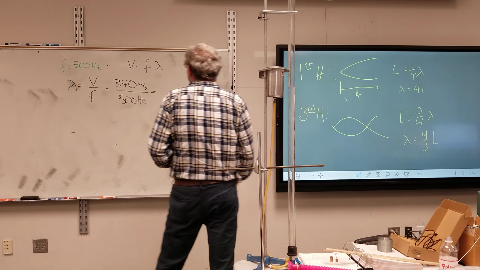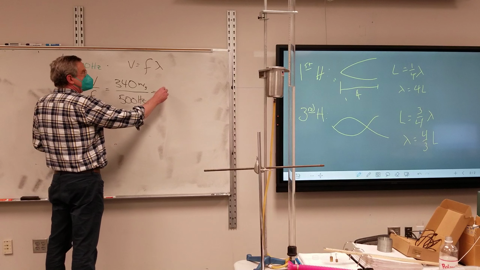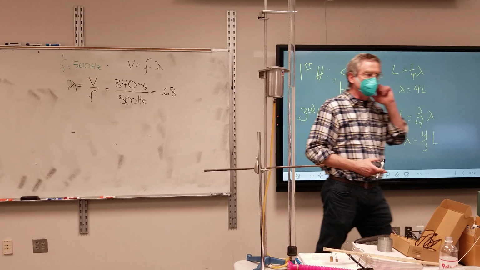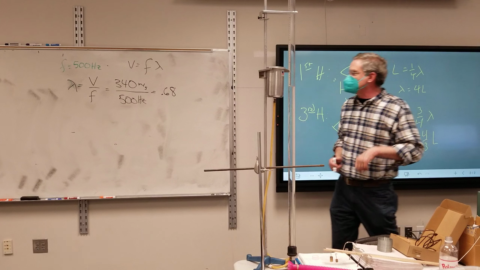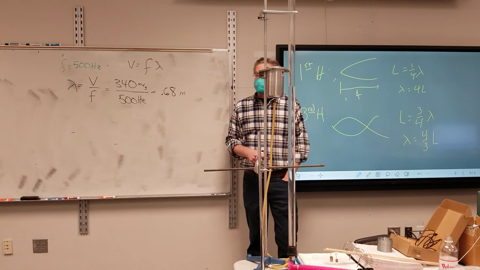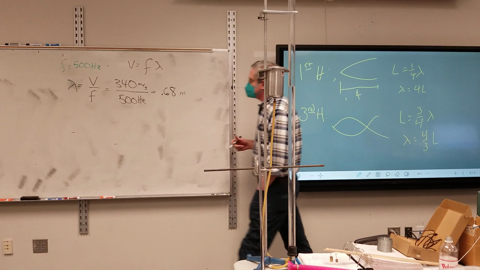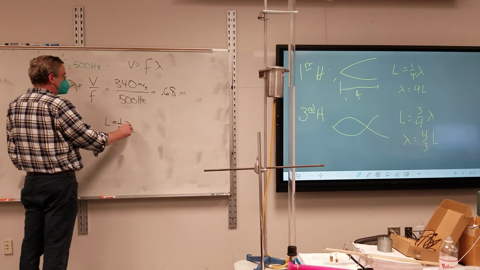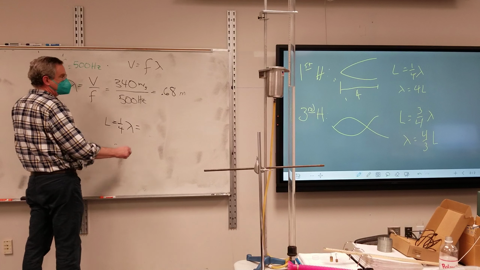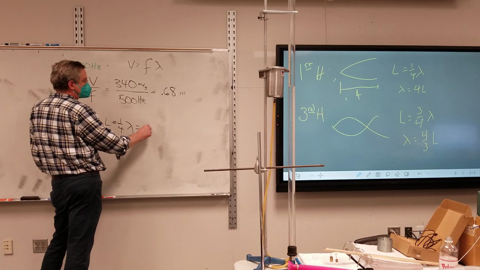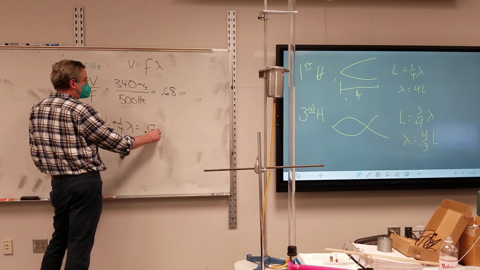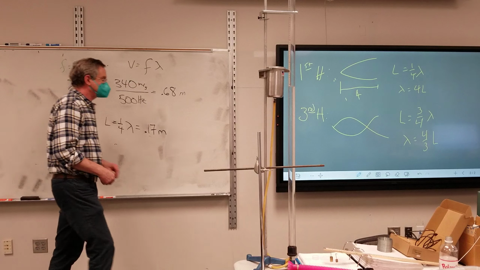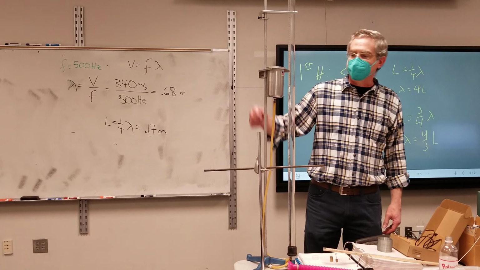All right, so what is the wavelength? 0.68. Sorry, what was that? 0.68. Okay, units? Meters. So that is the wavelength, and so we should expect our first harmonic to be at a quarter of that. So, 17? All right. So 17 centimeters.